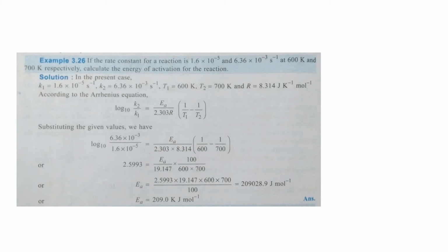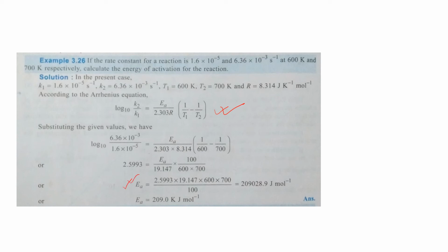Calculate the energy of activation for the reaction. My equation is log10 K2/K1 = Ea/(2.303 R) × (1/T1 − 1/T2). This is the formula for the Arrhenius equation. Now just substitute the values. If you substitute the values, you don't know only the activation energy, and from here you can get the activation energy.